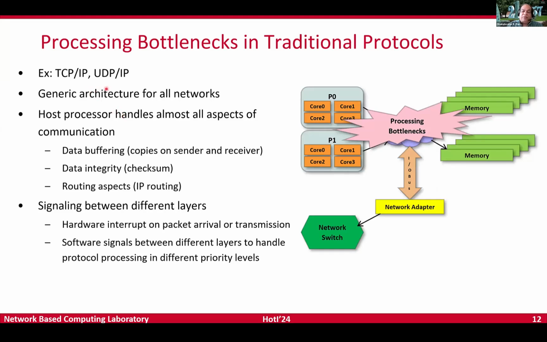You are familiar with TCP/IP, UDP/IP. These have been there since the evolution of computer networking. And the standard TCP/IP stack actually goes through a lot of these multiple layers. Here you will see a host processor handles all aspects of communication, like data buffering, integrity, routing aspects, signaling. So once you go through all those steps, it takes a lot of time. And that's why if you do some TCP/IP level communication, it'll be a little bit time consuming.